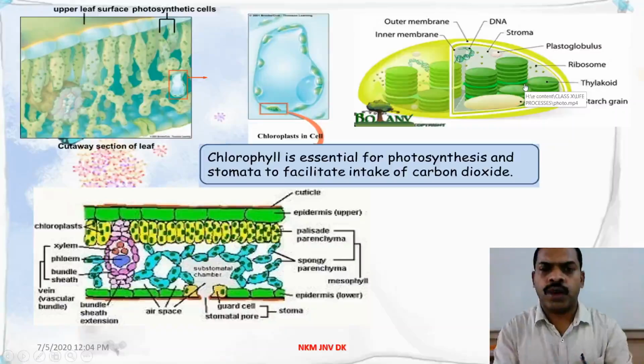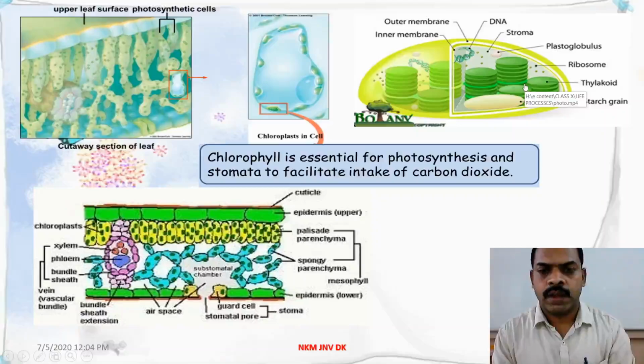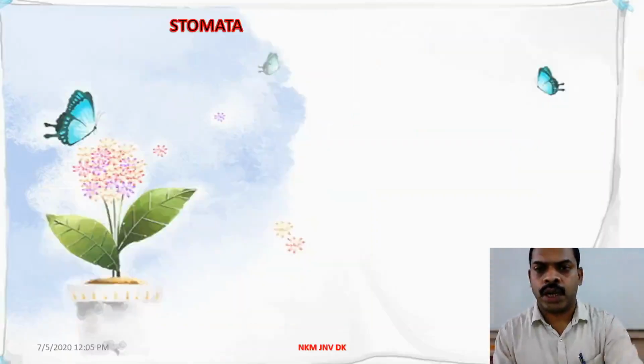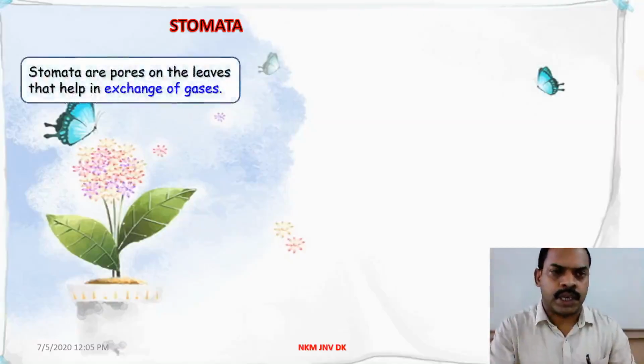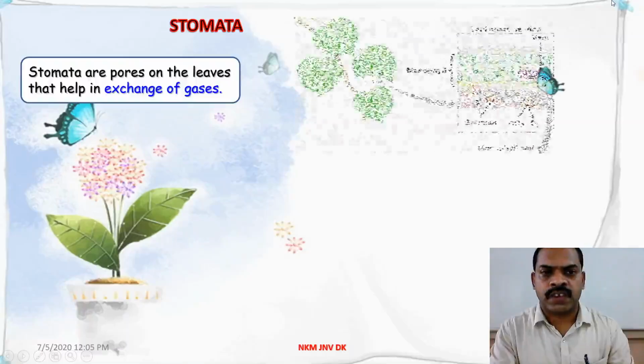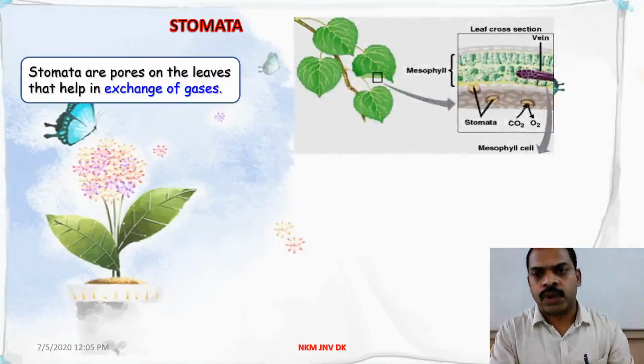So now we know the basic steps of photosynthesis. Let us see more detail about the organs helping with photosynthesis, that is, stomata. Stomata we studied last year. These are minute pores on the leaves, especially on the bottom of the leaves, where we can see more of them.